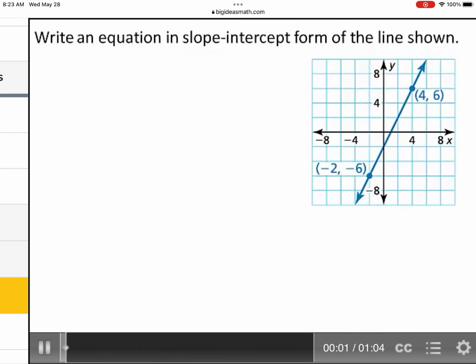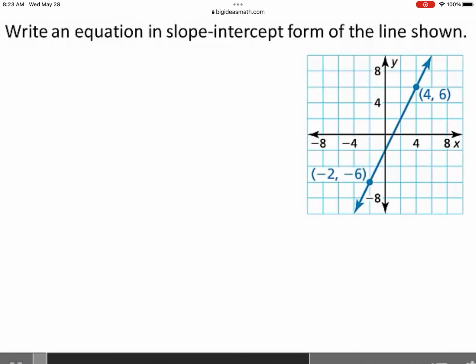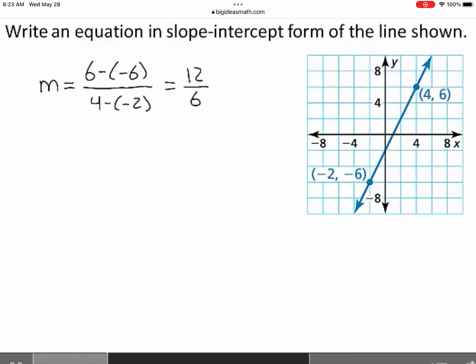Write an equation in slope-intercept form of the line shown. Notice that the line passes through the points (-2, -6) and (4, 6). The slope m of the line is given by m equals the quantity 6 minus negative 6 divided by the quantity 4 minus negative 2, which simplifies to 12 divided by 6, or 2.